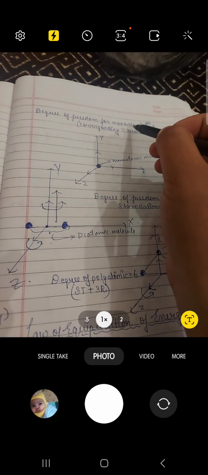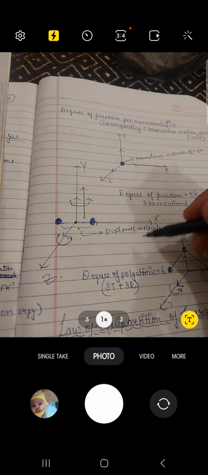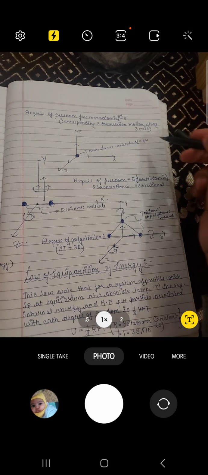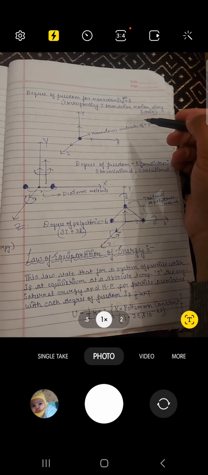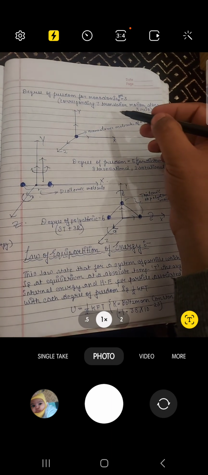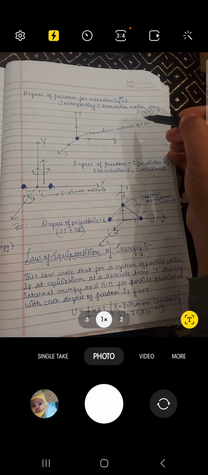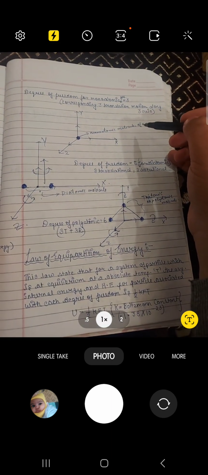First is the monoatomic gas, then the diatomic gas, and then the polyatomic, or one can say the triatomic gas. Here you can see some figures which have been drawn. I hope that it is visible to everyone. For that, this you may write. Whatever we have written in the video, you can write in your notes.